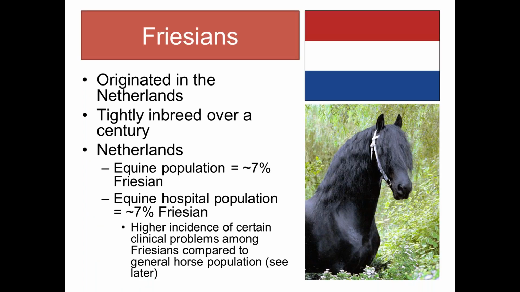So here come the Friesians. Obviously, I'm talking to the experts here. They originated in the Netherlands. They've been tightly inbred for over a century, especially since World War II, apparently. In the general equine hospital population at Utrecht, about 7% are Friesians. The population in the Netherlands is about 7%. In the hospital, the population of horses that they saw at Utrecht was about 7% Friesians.